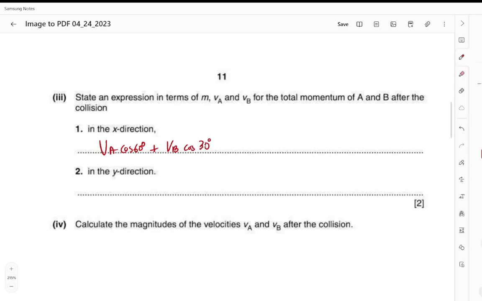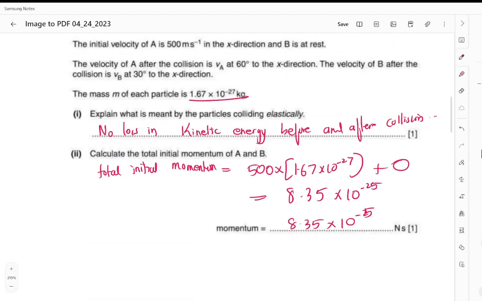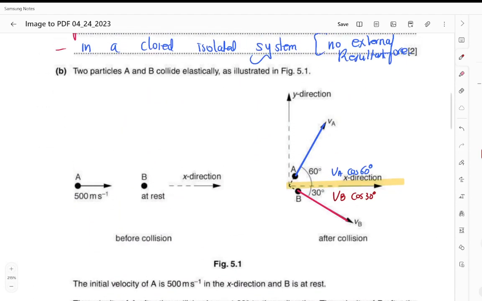In the y direction, अगर ऊपर वाला लेंगे तो let's just resolve it in the y direction. So for y we are going to be focusing on this line over here. This is the line we are going to be resolving in this direction. So therefore, पहला वाला हो जाएगा VA sin 60.